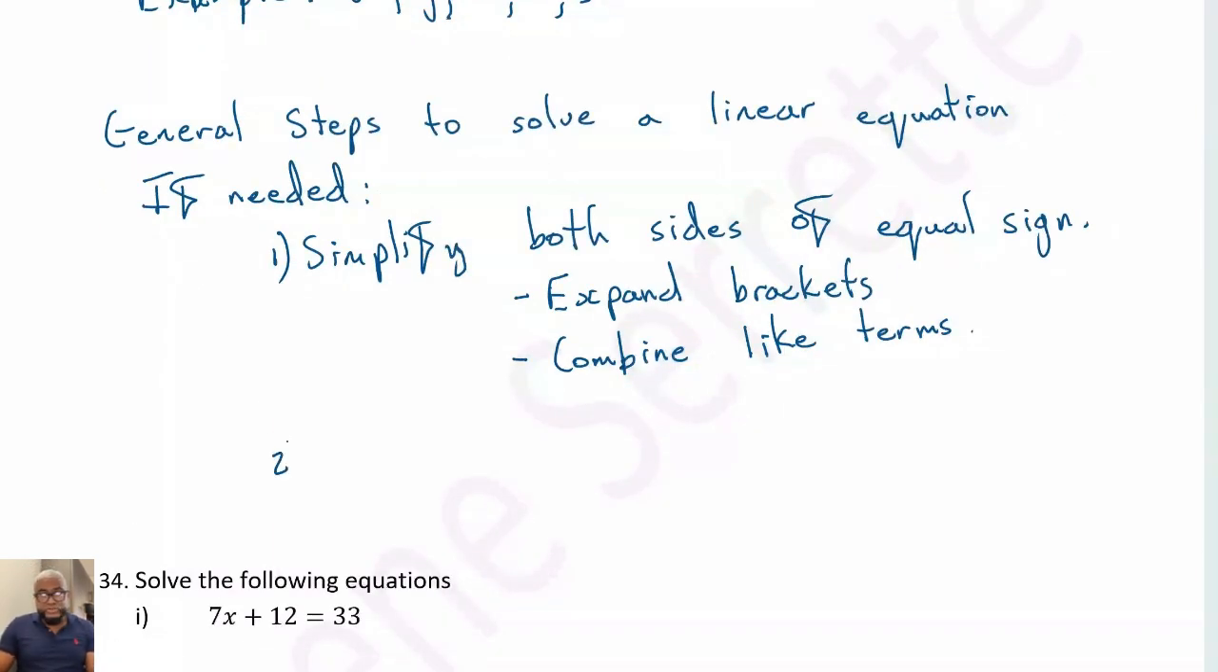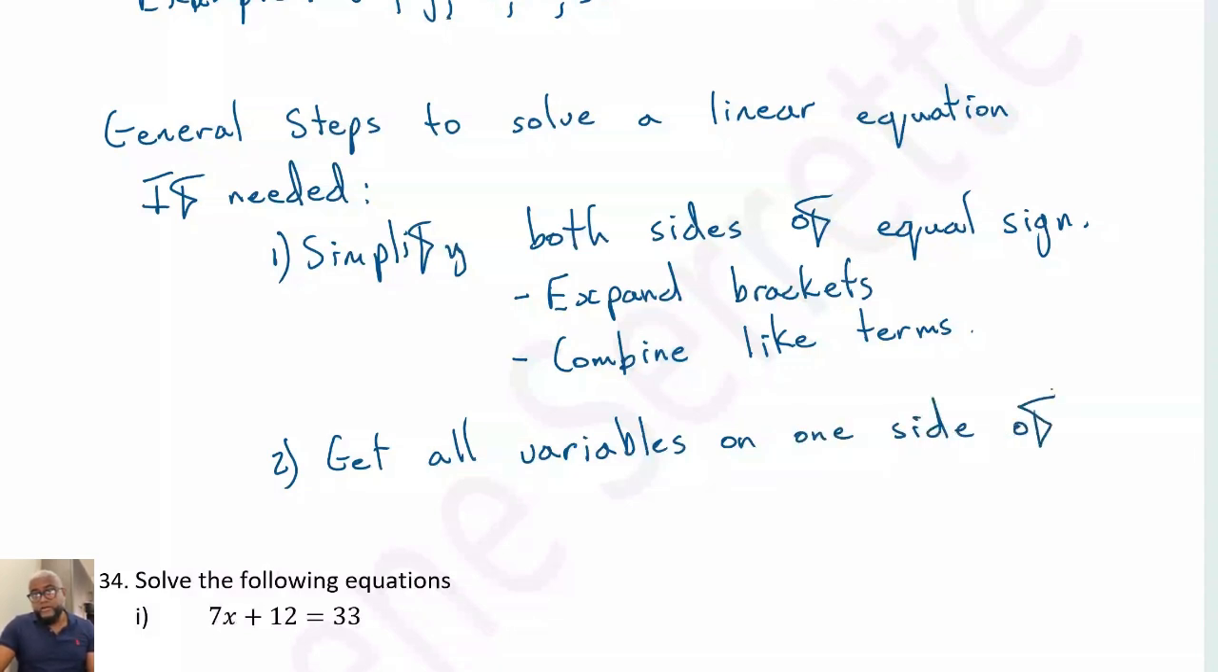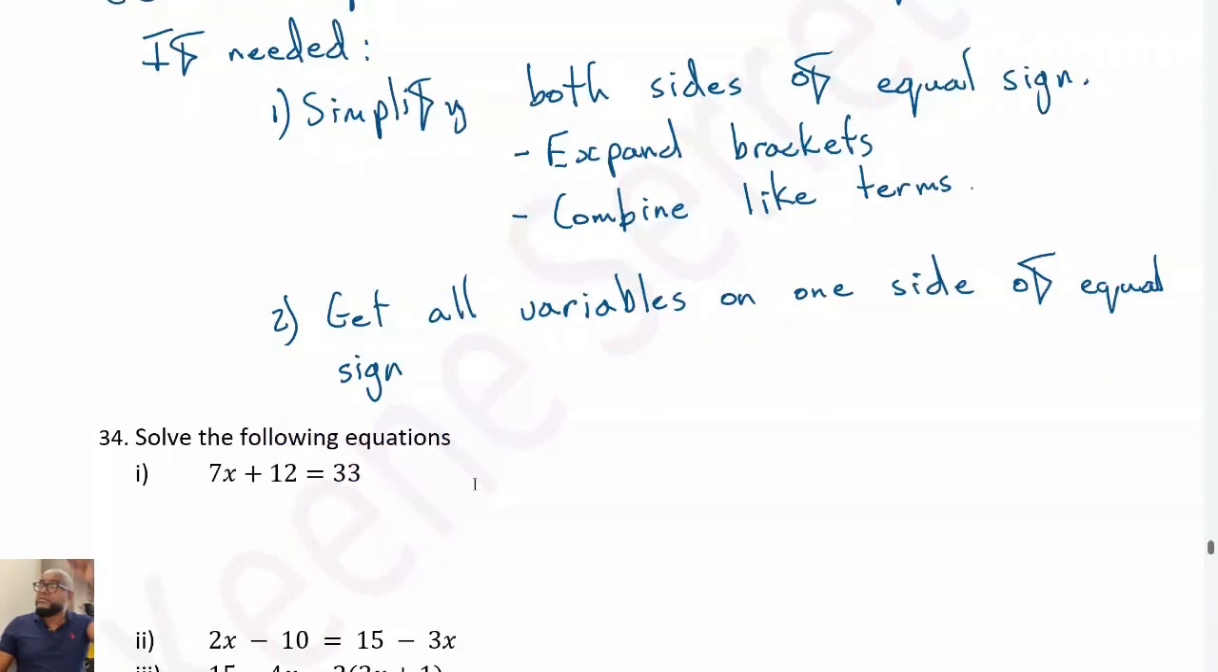So number 2, if needed, you will need to get all variables on one side of the equal sign. Okay?